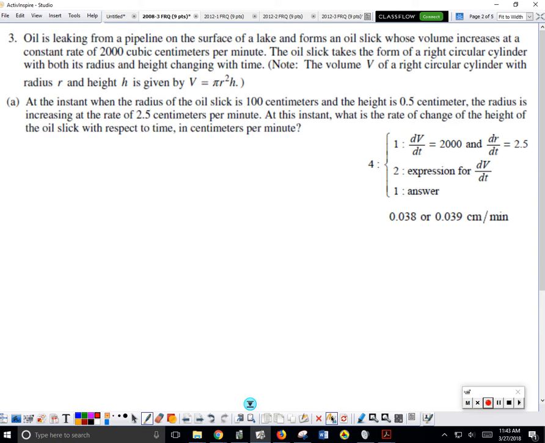Anybody else? All right, first question says, let's go here, there's a little more space to work. Clear that off. At the instant when the radius of the slick is 100 centimeters, I'm going to translate that into a statement. So R is equal to 100. And the height is 0.5. So we've got height equals 0.5. The radius is increasing at a rate. So that would mean dR/dt is 2.5.